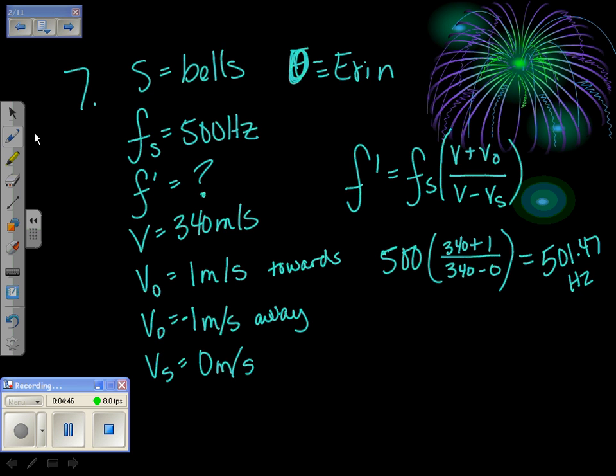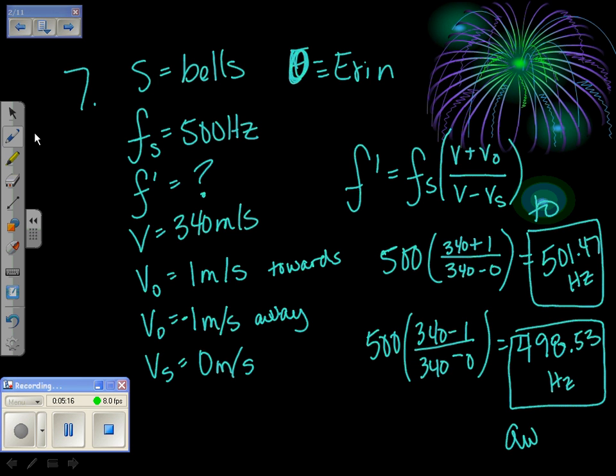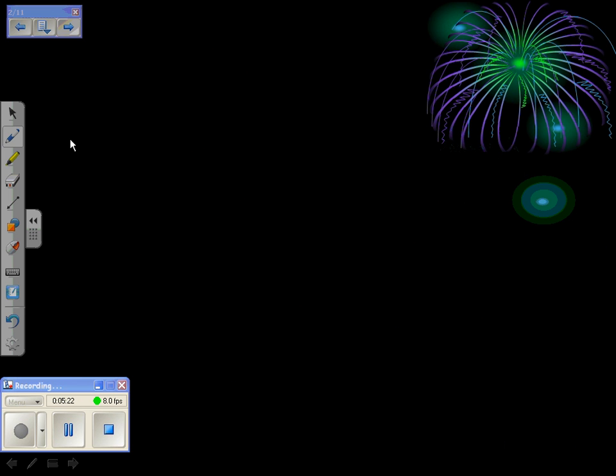501.47 hertz. But moving away, she should have 500 times 340 minus 1 over 340 minus 0 equals, and she should hear them at 498.53 hertz. So you should have two separate answers, and they should look like this. This one toward and this one away.